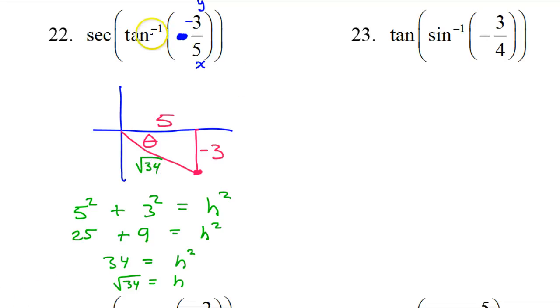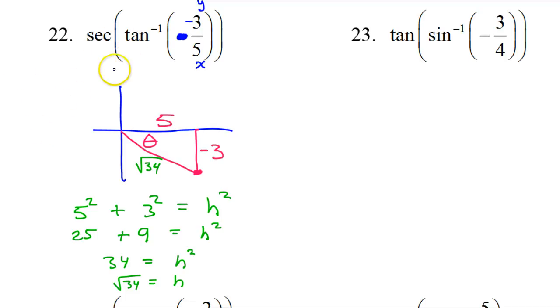So remember, inverse tangent is just an angle. It's the angle whose tangent is negative 3 over 5. And that's what we have drawn. We have drawn the angle that has a tangent of negative 3 over 5, opposite over adjacent. Now that we've drawn this angle, we can find the secant.